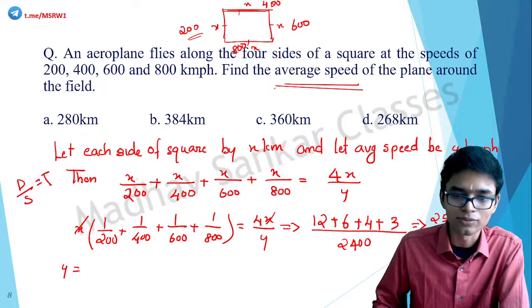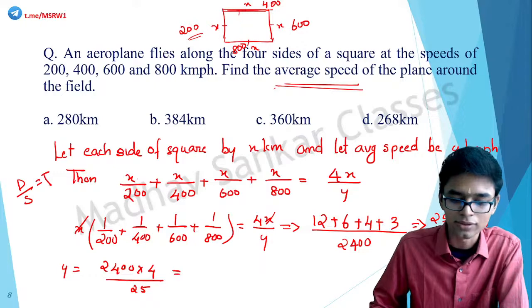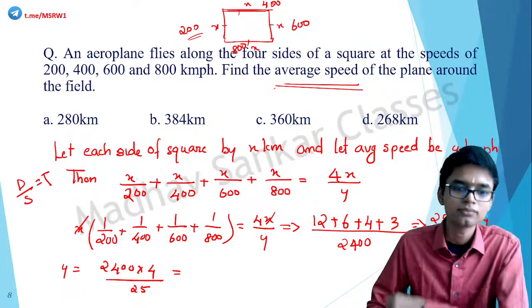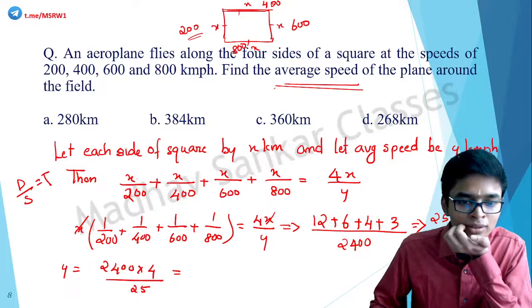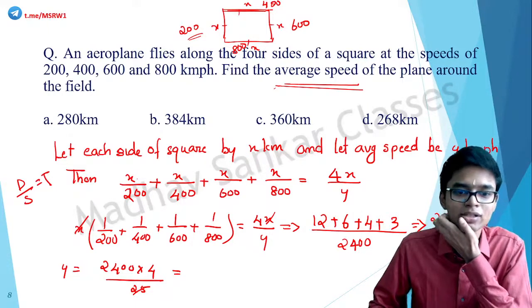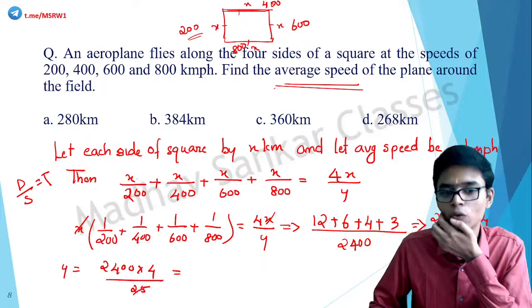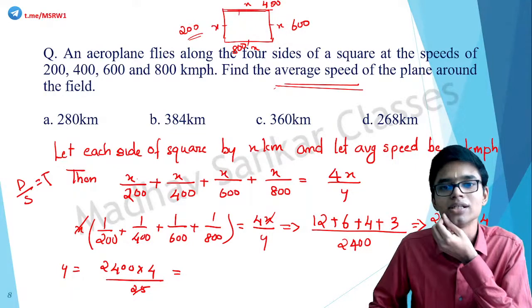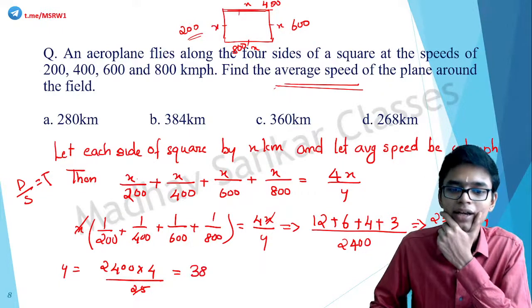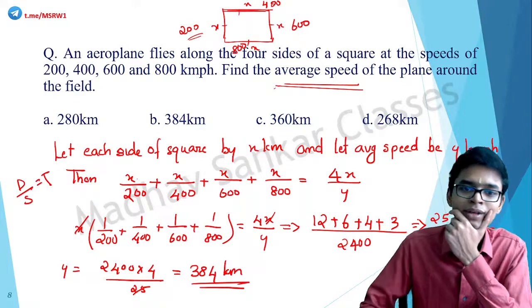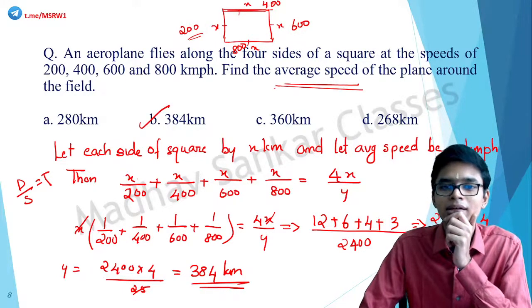Alright, so y is equal to 2400 into 4 divided by 25. This is equal to how much? Okay, this is a big calculation, I think. 25 goes 4 times in 100. So 24 into 4, which will be 24 into 2 is what? 48 into 2, 96. Correct. 96 into 4, 90 into 4, 360, and 6 into 4, 24. So 384 kilometers. Answer option. Did you understand?